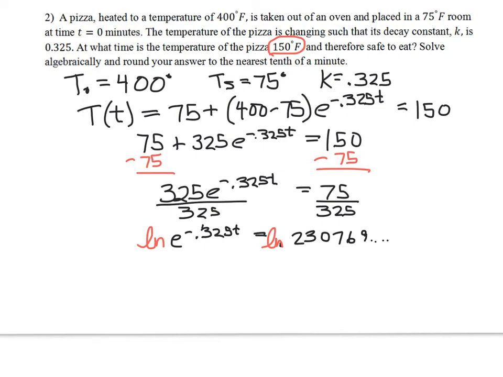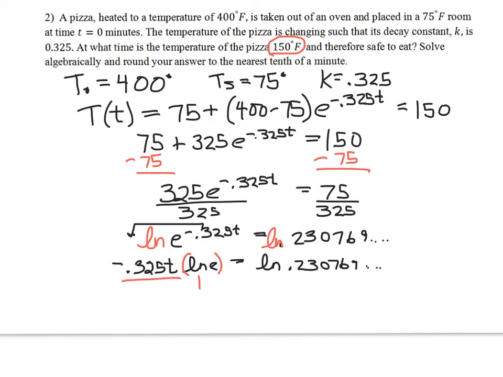When I do that, that exponent comes down in front because that's one of our exponent properties for logs. So negative 0.325t times the natural log of e is equal to the natural log of 0.230769, that number that I have stored in my calculator. Again, remember that the natural log of e is just equal to 1. So I want to divide both sides by negative 0.325 to get the t by itself.